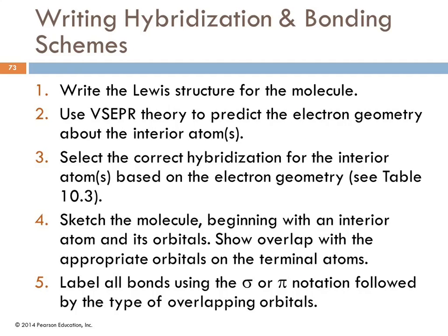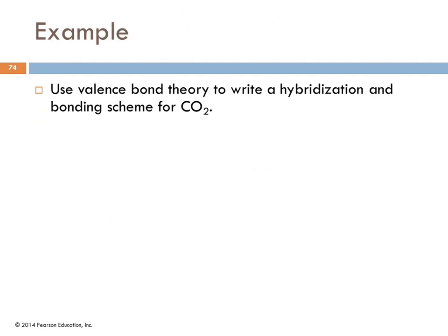So, list of instructions. First, you have to write the Lewis structure. Then you have to use VSEPR theory and predict the electron geometry. Then you're going to choose the correct hybridization. You're looking at the number of electron groups, and you need that many hybrid orbitals. Then you're going to sketch the molecule. You start with the interior atom and its orbitals, and then show it overlapping with the appropriate orbitals on the terminal atoms. And then you label all the bonds, sigma or pi, followed by the type of overlapping orbitals. So this will challenge your drawing skills.